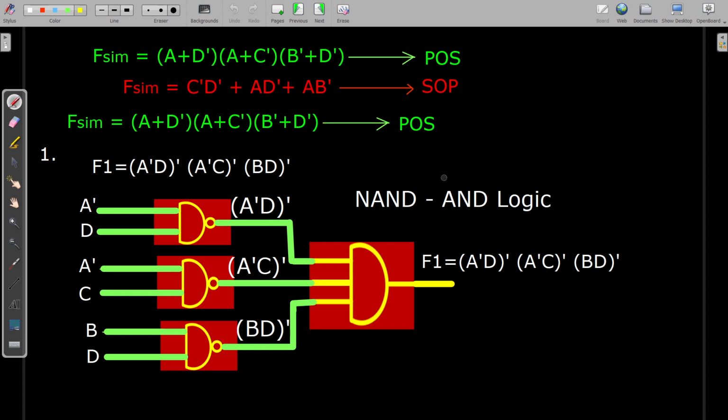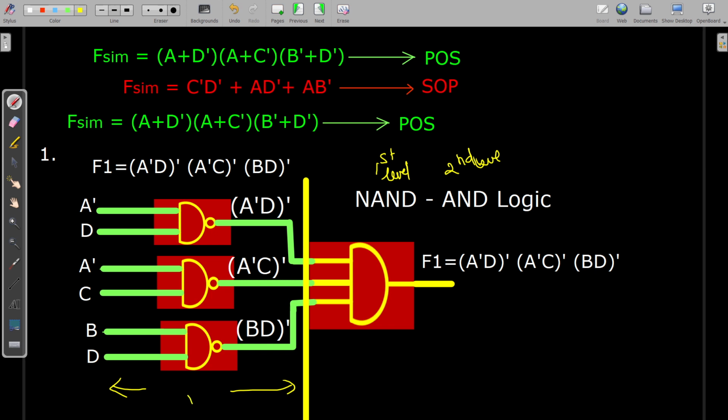Okay. So here, up to this we get the first level, isn't it? This is your first level of logic where we have applied this NAND, and this is your second level. So we have two level logic. Okay. So we have implemented this using NAND AND logic. So the first thing is over. Then we move on to the next.